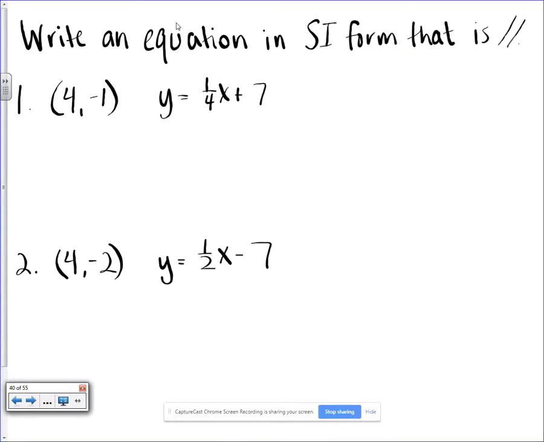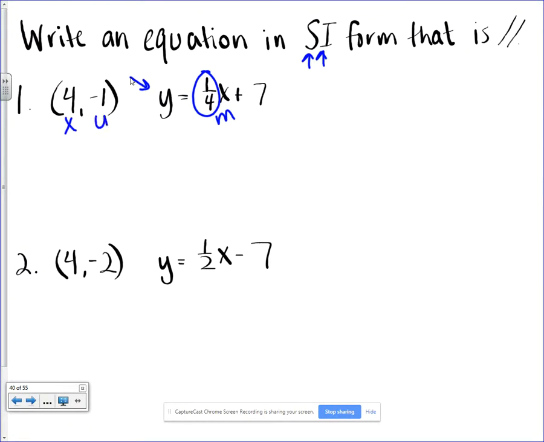All right, ladies and gentlemen, here are your last 6 problems from your notes. It says write an equation in slope-intercept form that is parallel. Well, you guys know from our notes previously that parallel lines have to have the same slope. If you look at this equation right here, I know the slope because it's already in y equals mx plus b form. My slope is 1/4. So I already have the slope part taken care of. Now I've got to find the intercept.